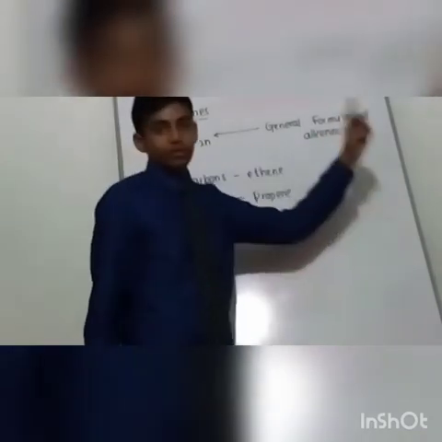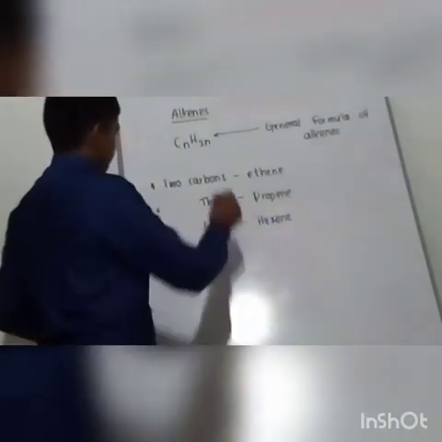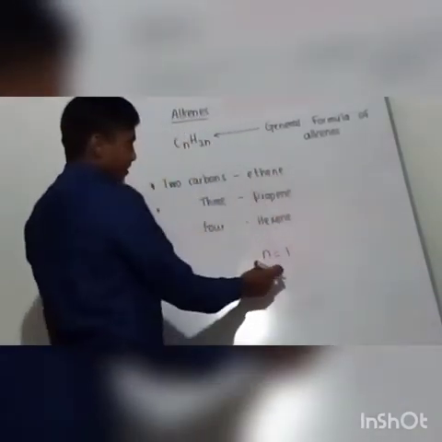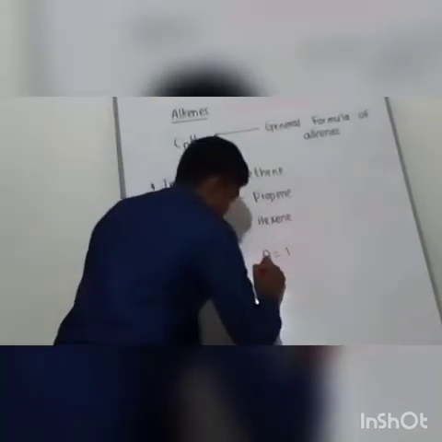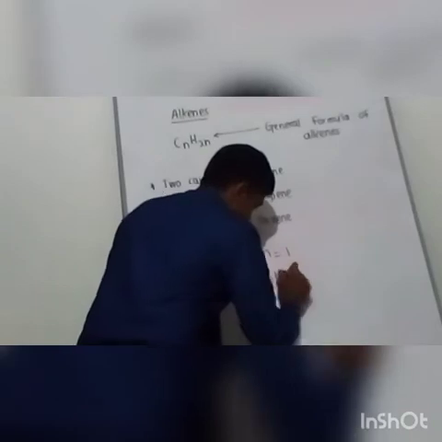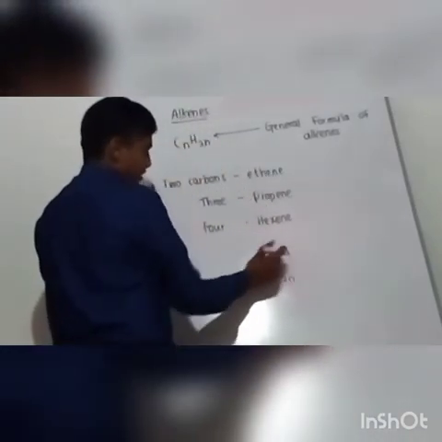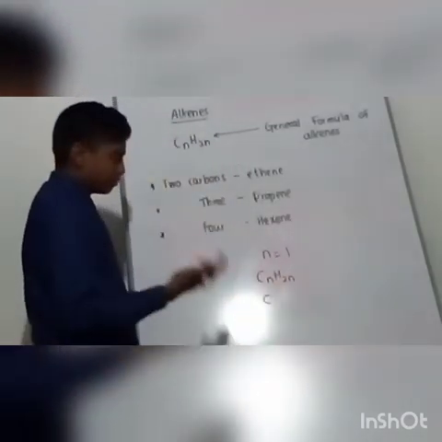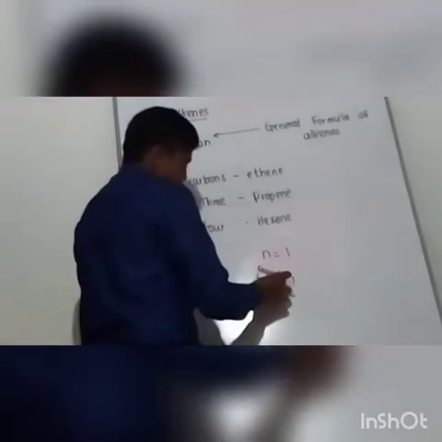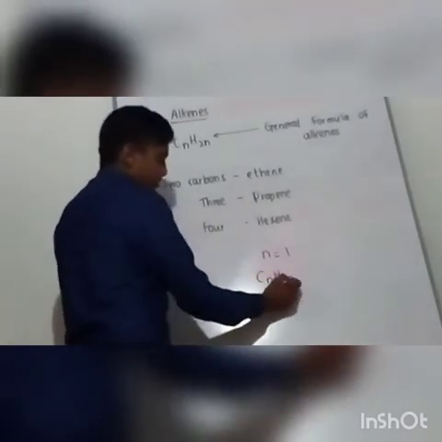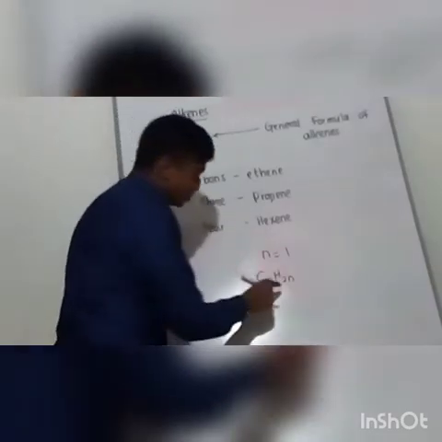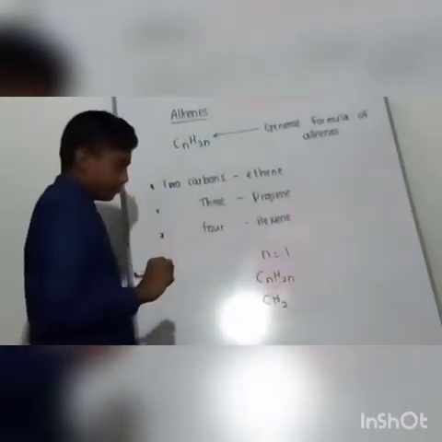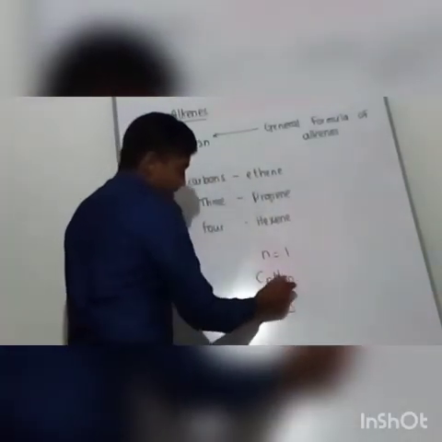CnH2n is the general formula of alkenes. That means this n represents a mystery number. Now if n equals 1, then the general formula for alkene CnH2n becomes C with 1, but you won't write 1 because 1 is no use. Then H2n means 2 into n, it's multiplication, not an h. So 2 into 1 is 2, H2. Here there is 1 carbon atom and 2 hydrogen atoms.